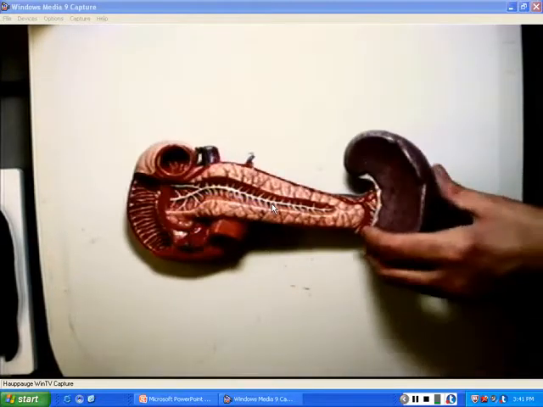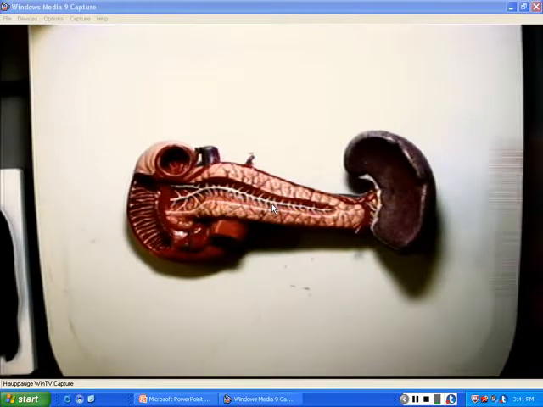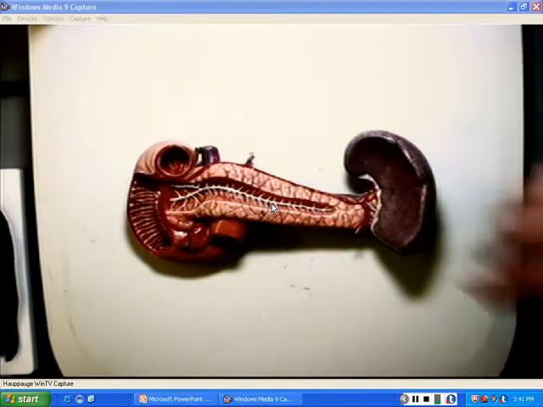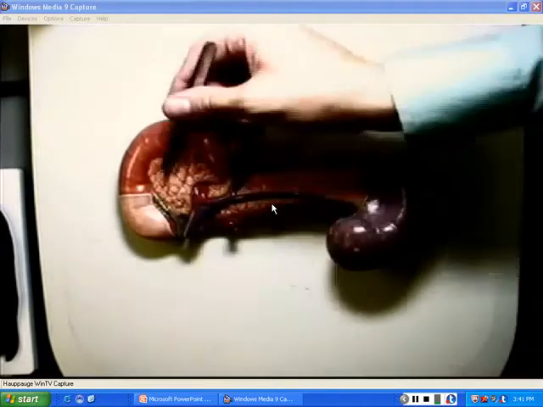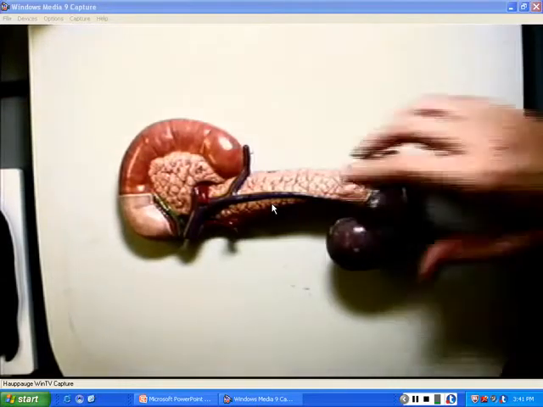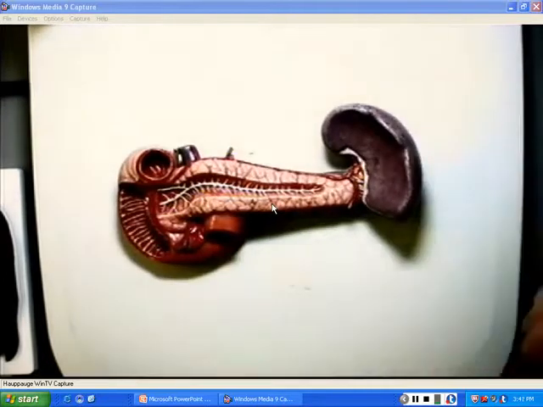So as we're looking at this model, this is one on which we can see the pancreas. Other than that, these are the only structures you will note. Again, we can see the head, body, and tail of the pancreas from both its anterior and posterior view.